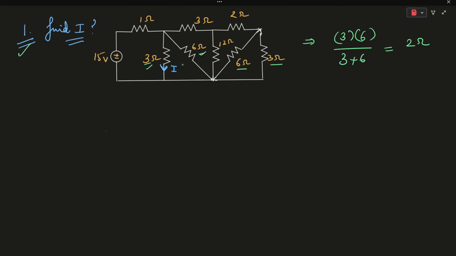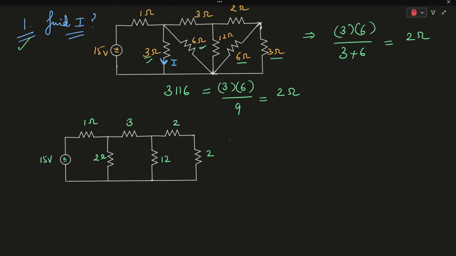Similarly, they are also connected in parallel. So we can say that the equivalent resistance of these two resistors will be 2 ohms. So this electrical circuit can be redrawn as: the 2 ohm and 2 ohm resistors are connected in series with each other, and their combination is connected in parallel with the 12 ohm resistor.